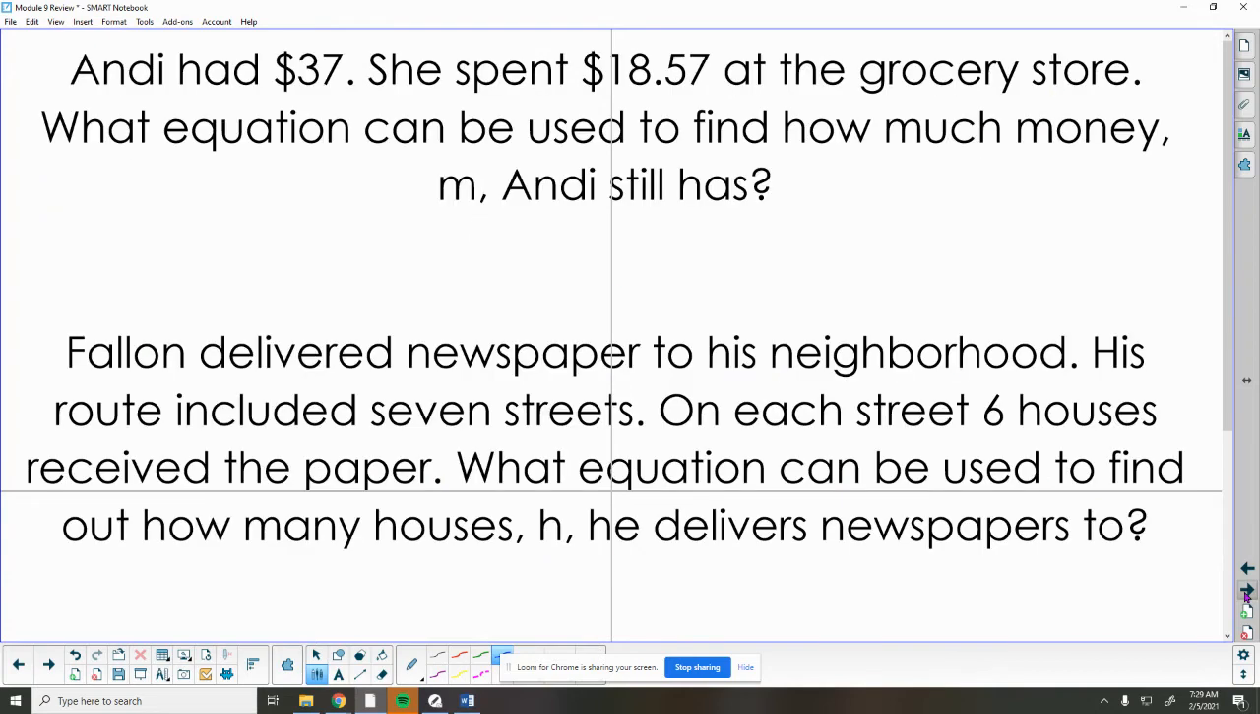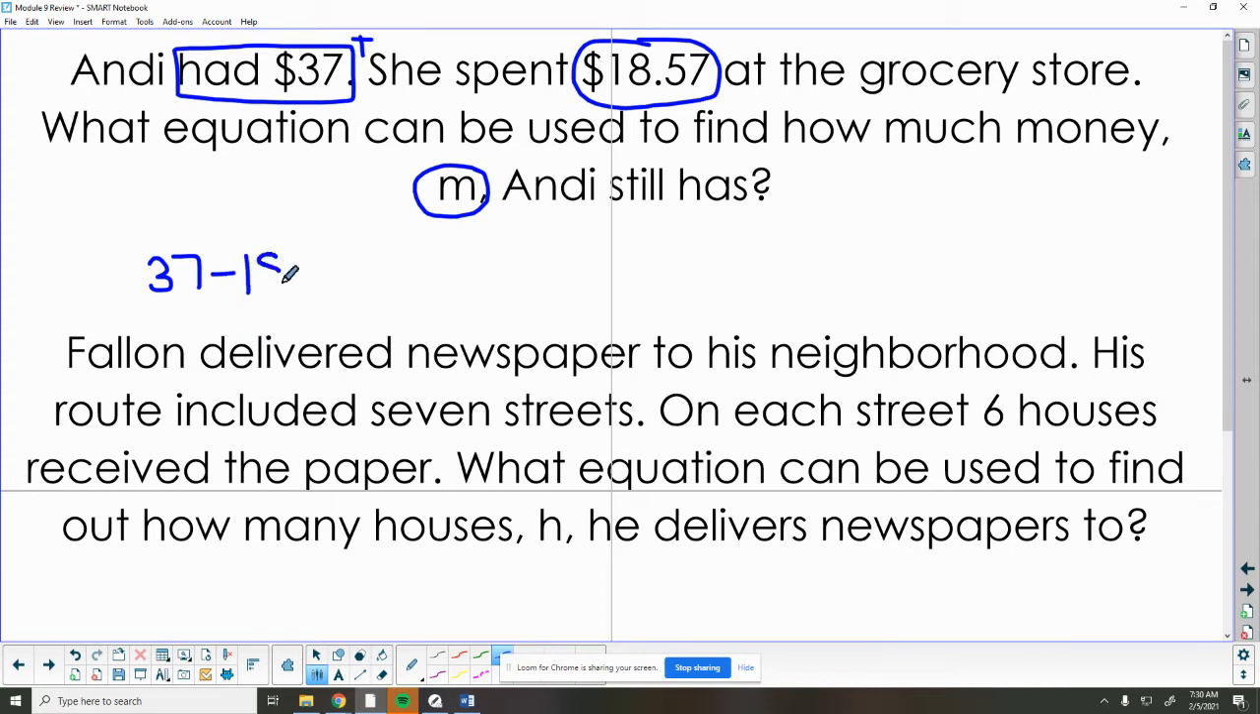Hey, Andy had $37. She spent $18.57 at the grocery store. What equation can be used to find out how much money M Andy still has? So I'm hearing this was what she started with. This was her total. And she got rid of this much money. How much money does she still have? So again, there are lots of ways we can write this. We can say she had $37, she spent $18.57, and that will tell me how much money she has.